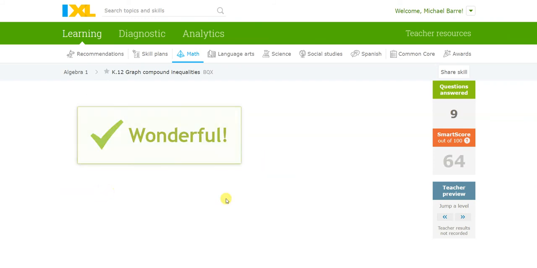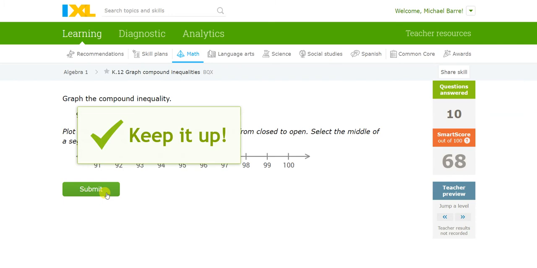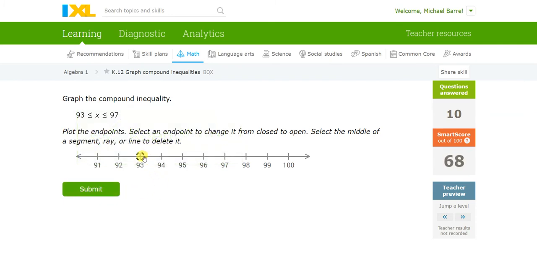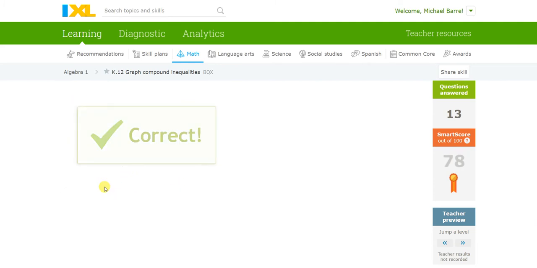And this is an and statement going from 95 to 94. One of them is open. 93 to 97, they're both closed. It's an and statement, so I'm going from 13 to -7. -7 is closed, 13 is open. 57 to 58, they're both closed.